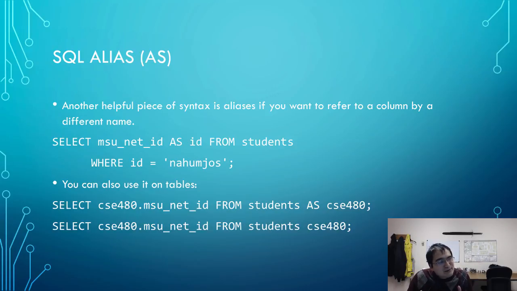One much worse form of aliasing to use is to just say from students space CSE480. There's an implicit as here, but in reality, you really shouldn't ever be writing queries like that because it's very easy to get confused as to what's going on here. The as makes it a lot more obvious that you're trying to rename a column or rename a table for the purpose of this query.